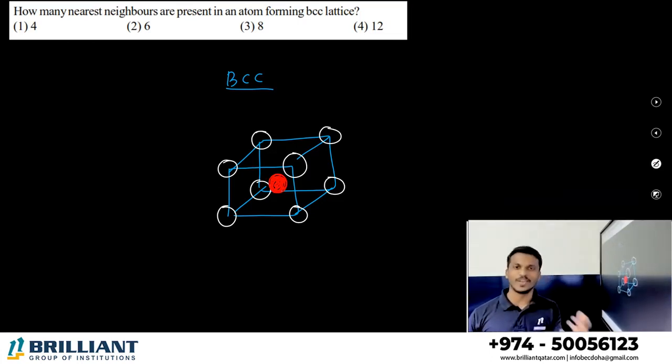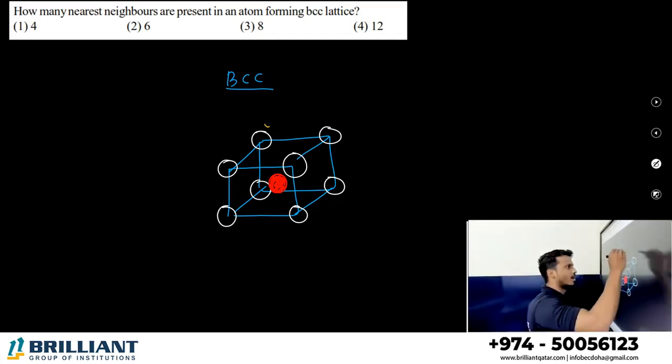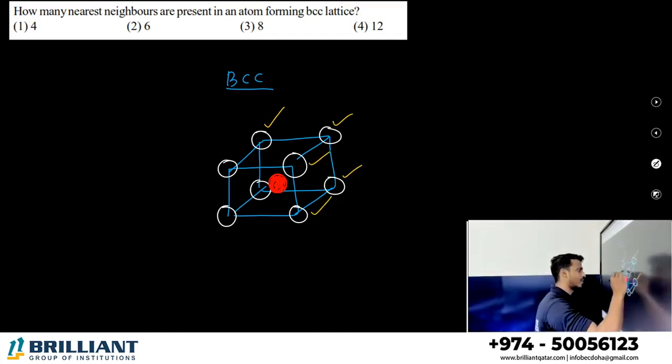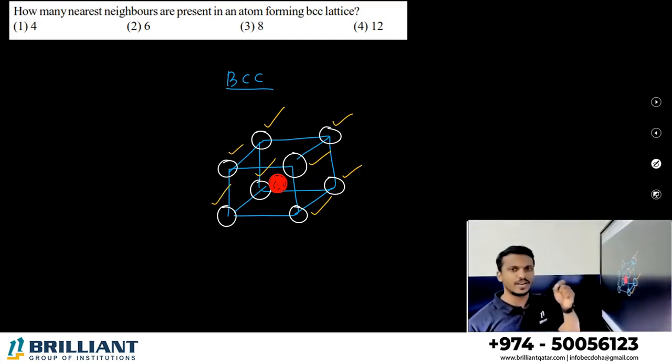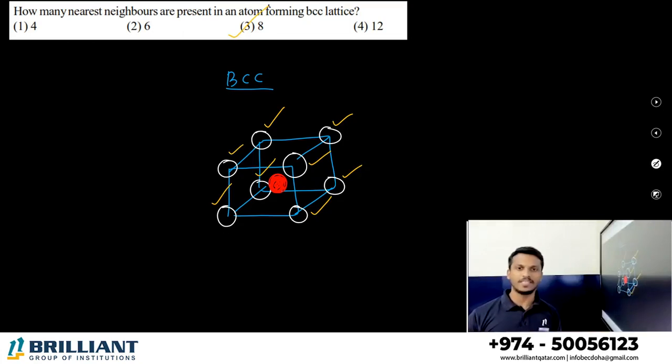In BCC system, what is the coordination number? What is the meaning of coordination number? Number of nearest neighbors or number of touching spheres. This is only for explanation. I'm writing very far apart. Actually, this is a crystal, right? All are very close. So the red one is at the center of the body. It is directly touching how many spheres? 1, 2, 3, 4, 5, 6, 7, 8. The coordination number in BCC is 8.